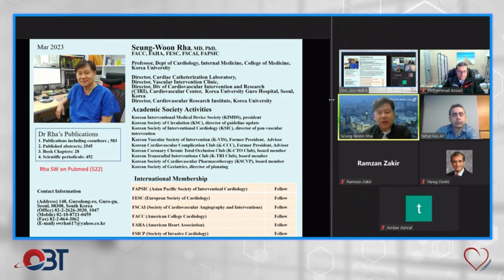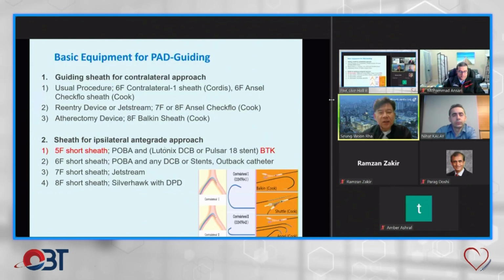Yes, I'm working not only on complex coronary, including CTO, but also complex endovascular. I was the president of the vascular intervention society, and also many complex interventions in Korea. So for the isolated BTK, I prefer to use ipsilateral 5-French short sheaths, because we can use all the diverse devices for the ipsilateral route using 5-French.